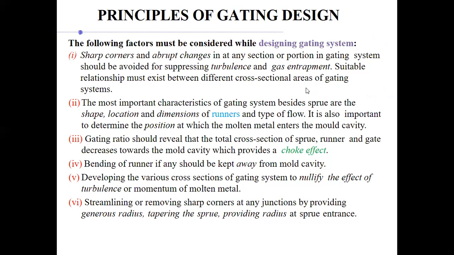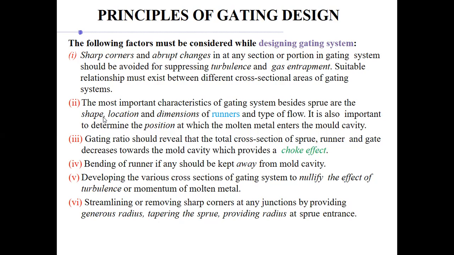So the relationship must exist between different cross section areas of the gating system. The most important characteristics of the gating system besides the sprue are the shape, location, and dimensions of runners and the type of flow. It is also important to determine the position at which the molten metal enters the mold cavity, right? So other than the sprue, you have runners. Shape of the runner, location of the runner, and dimension of the runner are important, and the type of flow that we're trying to look at. So where the molten metal enters the mold cavity is important. What points have you kept? If it is a big casting, this becomes very important.